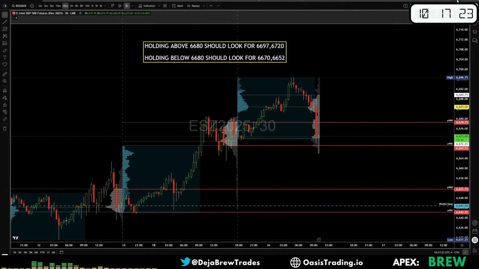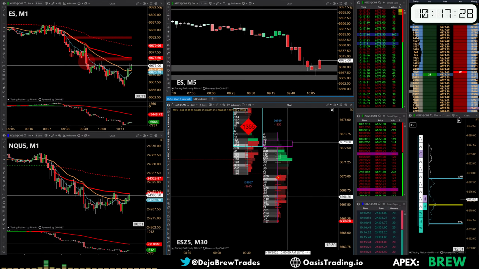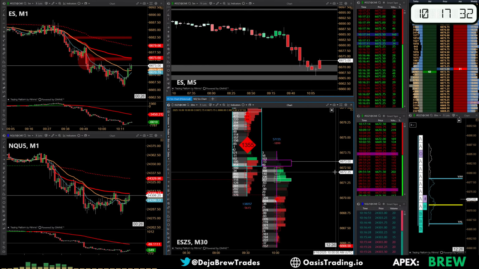That's a pretty strong 30-minute candle. It's only halfway complete. But we have absorption, and we have a sweep on that 70 level. Let's keep an eye on that 30 here.